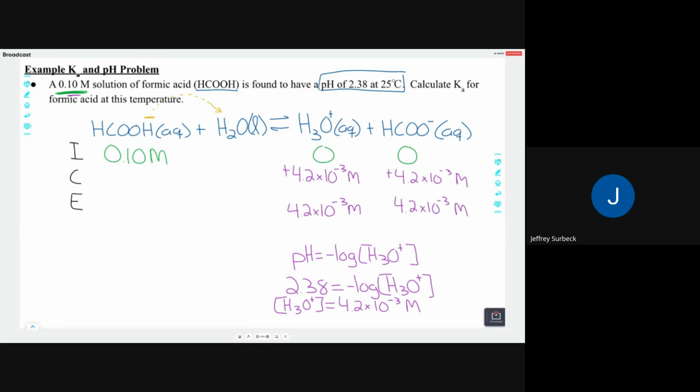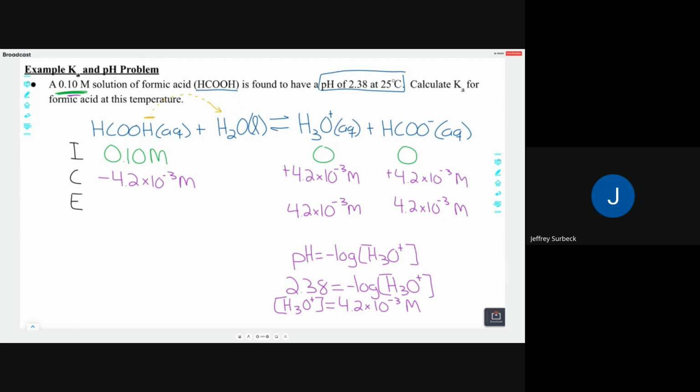And so if we added on our right-hand side, yeah, we've got to subtract on our left-hand side. So we have 4.2 times 10 to the negative third M. And so on our calculators, we'd say 0.1 minus 4.2 times 10 to the negative third. And I get a value.